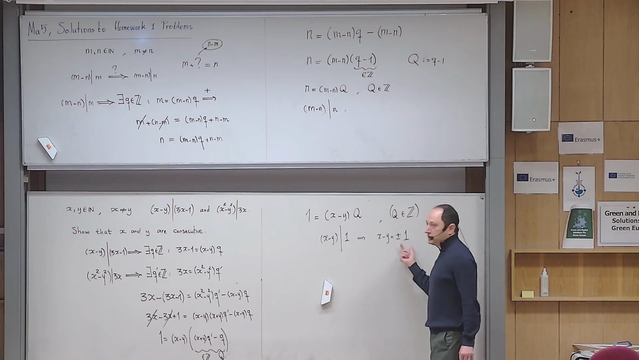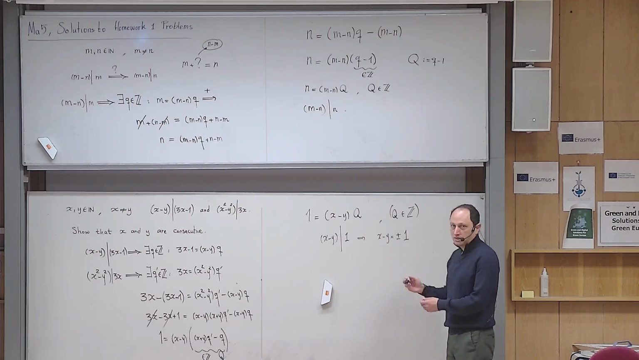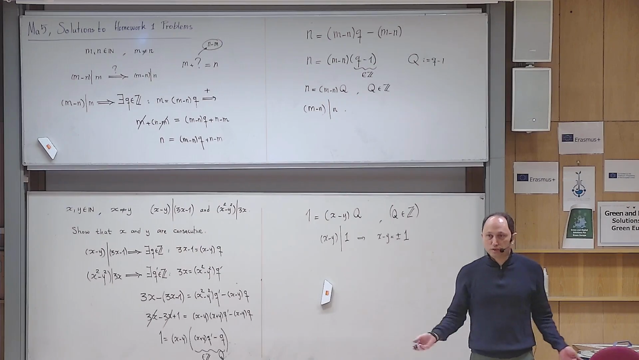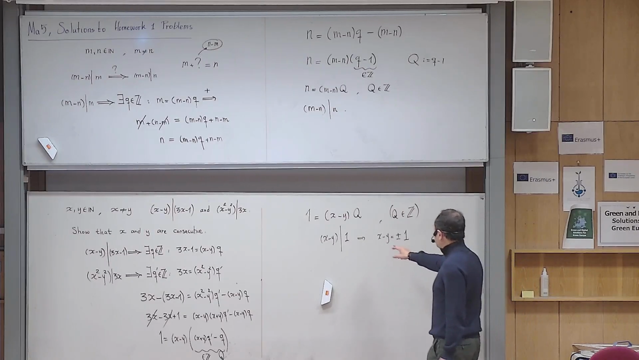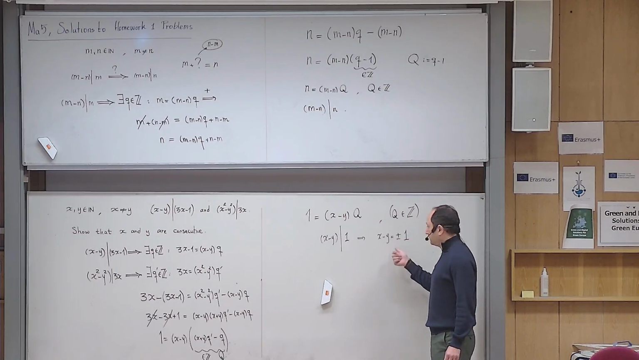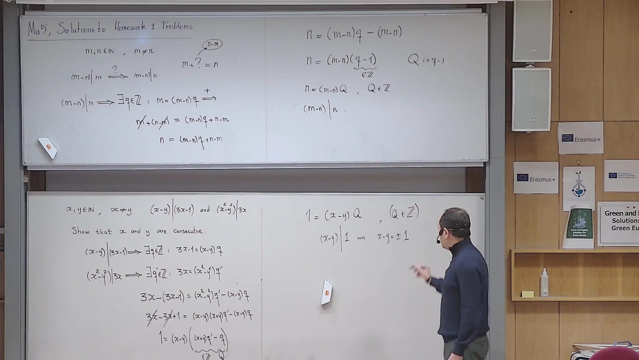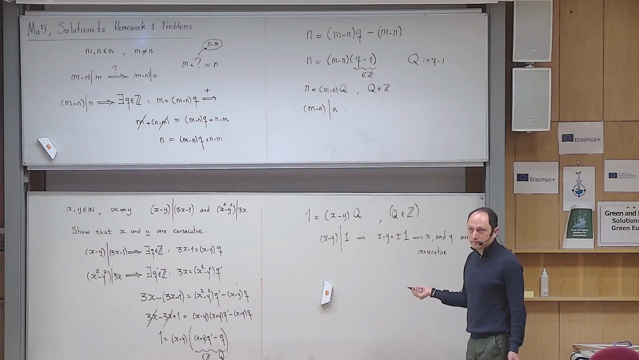But do you agree it means they are consecutive? This means that the difference between them is either 1 or minus 1. So one of them is immediately after the other one. If x is bigger, the difference is 1. If y is bigger, the difference is minus 1. There are no other options. So this means that x and y are consecutive. Is that understandable?